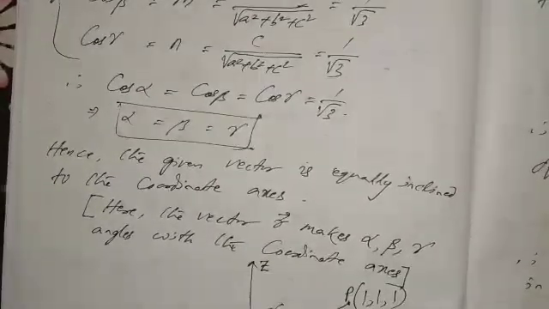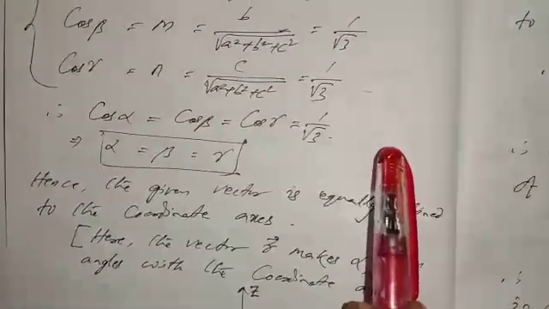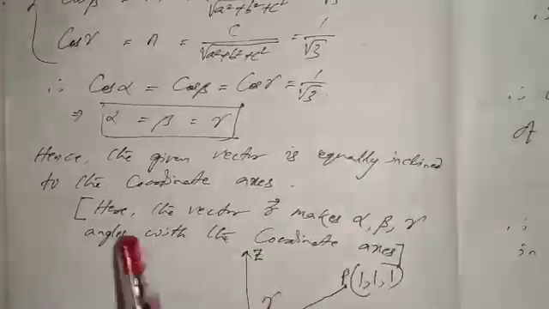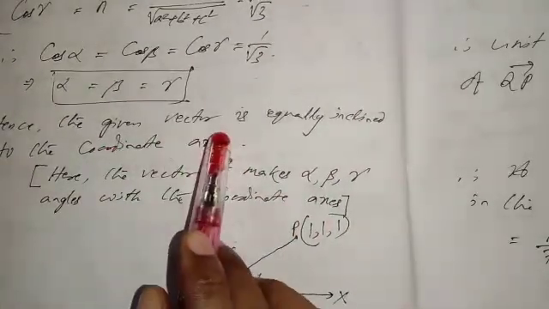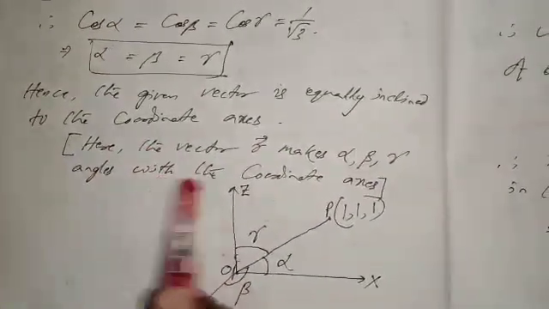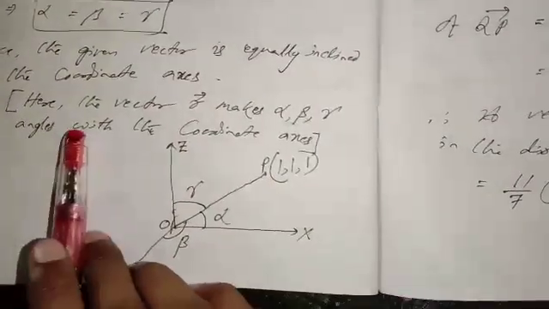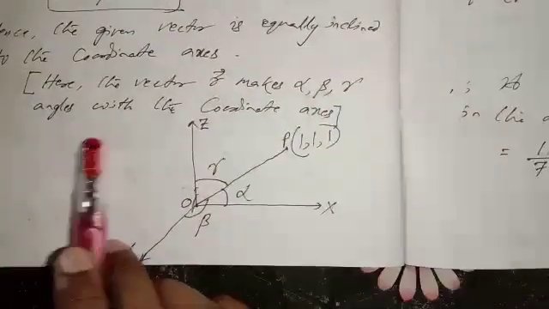So, what is the condition you got? Whenever the three cosines are equal, the three angles are equal to each other. Yes or no? Hence the given vector is equally inclined to the coordinate axes. You know, the vector r makes angles alpha, beta, gamma with the coordinate axes.